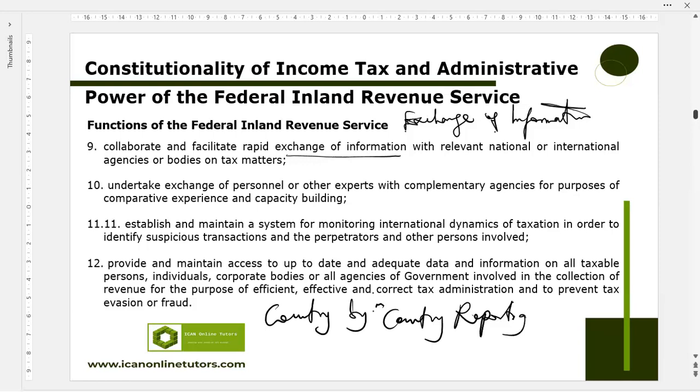We call it country by country reporting, CBCR. So basically this CBCR is for exchange of information, especially for the multinational companies. So the tax authority in Nigeria exchange information about the Nigerian entity with another tax authority in another jurisdiction in another country. For instance, maybe the parent company, let's say South Africa. So they exchange information with tax authority in South Africa, and the South Africa also exchange information of the South Africa entity with the Nigerian tax authority. Okay, so we call it country by country reporting.